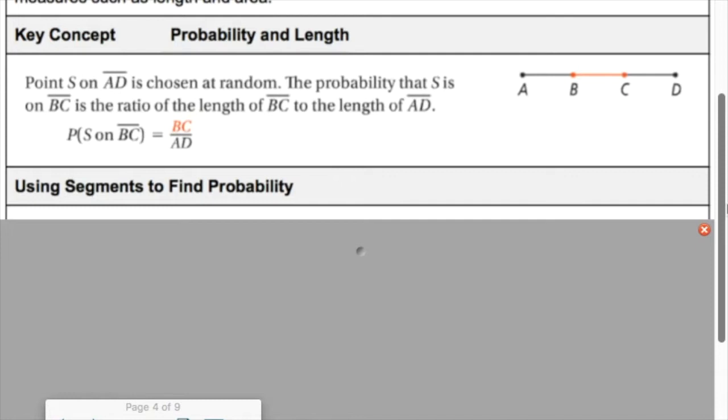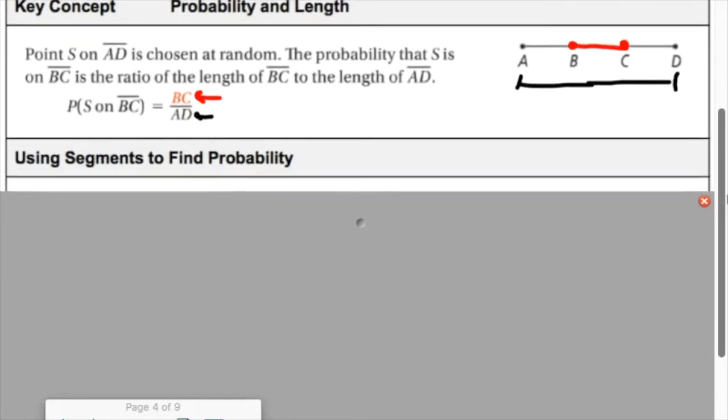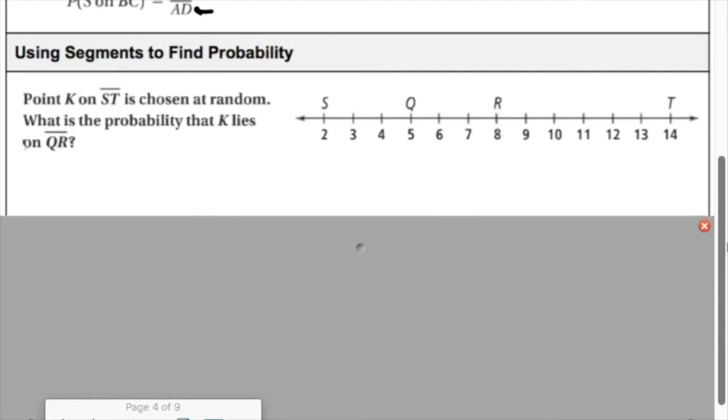We have this red section here of BC. If I want to know the probability that a random point on that line is on BC, all I need is the length of BC to go on top and the length of the entire number line from A to D to go on the bottom. I'm just going to divide two values. What do I want over what do I have? What's the total length? Okay.